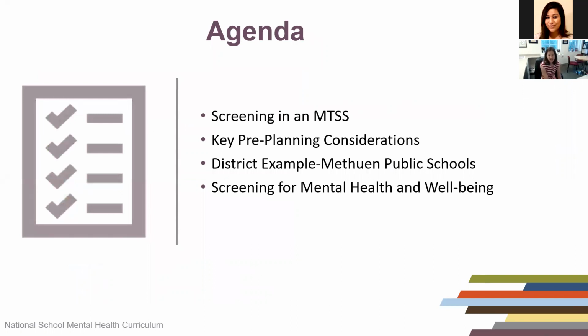We'll be talking in brief detail about screening as a bigger part of a multi-tiered system of support in schools, and touching on some key pre-planning considerations. We are thrilled to have an in-depth district example from John Crocker, Director of School Mental Health and Behavioral Services at Methuen Public Schools. And we'll also be hearing a wonderful presentation from Michael Furlong, professor at UC Santa Barbara, about screening for mental health and well-being in schools.